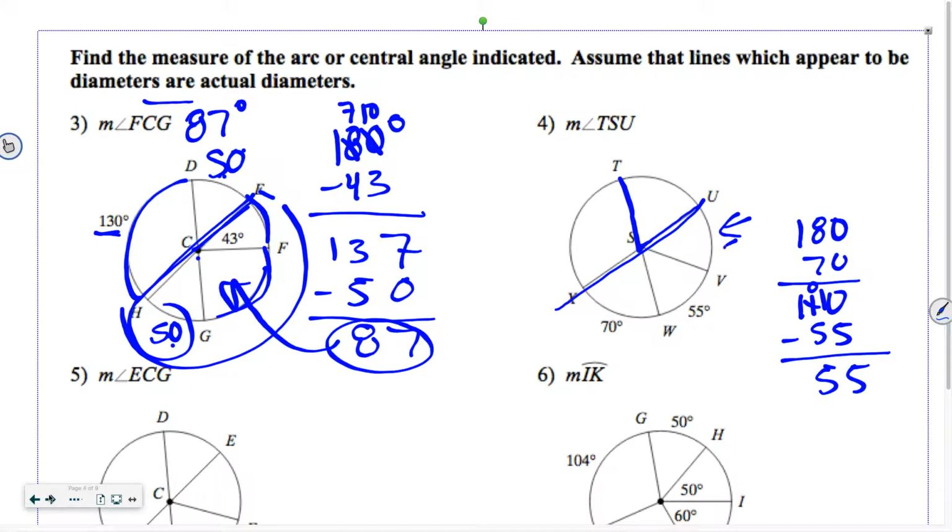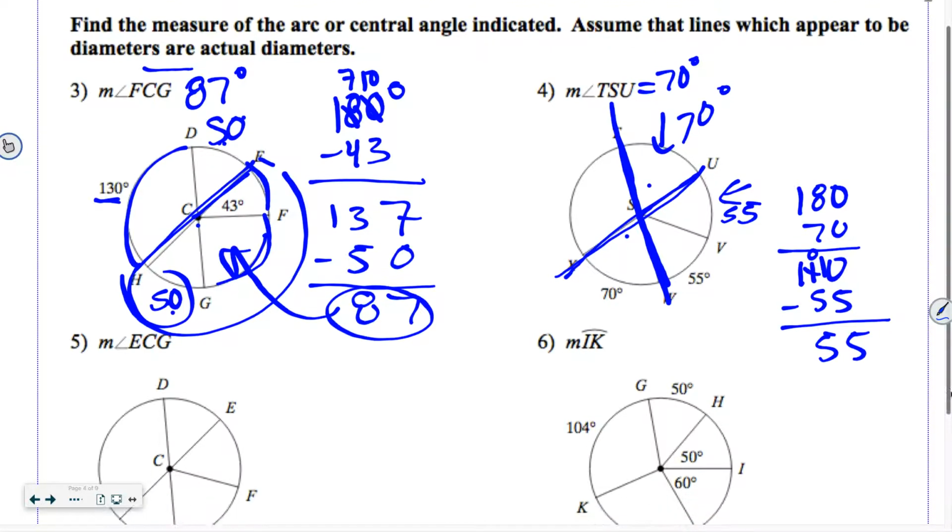So this angle here is 55 as well. Now, we're looking for just this piece here. I know this is a straight line. This together then is 110. And so that means that I'm left with 70. Now that's one way to do it, but I could have also realized that these are vertical angles and vertical angles are congruent. So that's another way for me to know that it's 70 degrees. Okay.